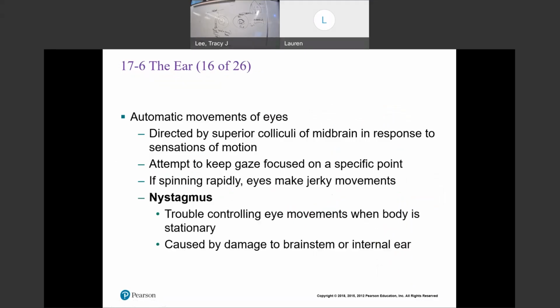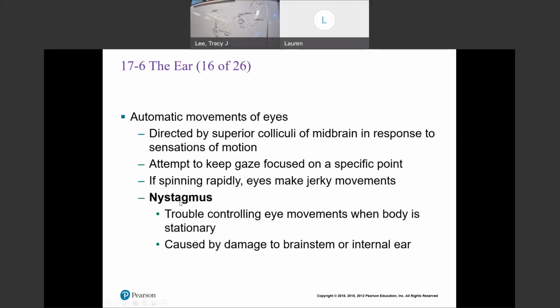All right, some autonomic movements of the eye. I don't know why this is right in here. It seems like this is out of place. I don't know if my thing got jumped or not. Did we talk about this?